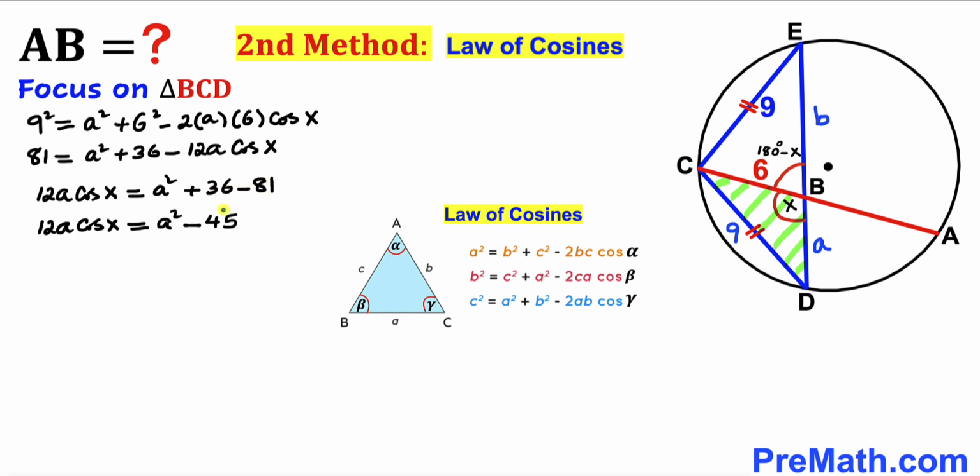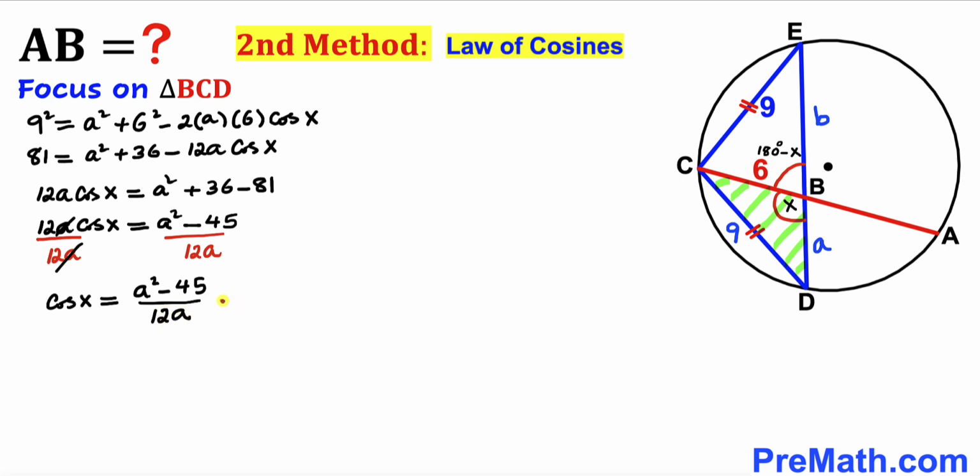As you can see in this next step, I have combined these like terms, and we got negative 45. And now let's divide both sides by 12 times a to isolate cosine of X. And here this is gone. So therefore, our cosine of X value turns out to be a squared minus 45 divided by 12 times a. Let me go ahead and call this our equation number 1.